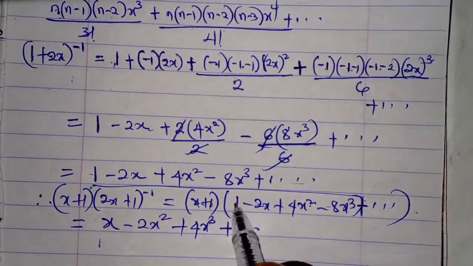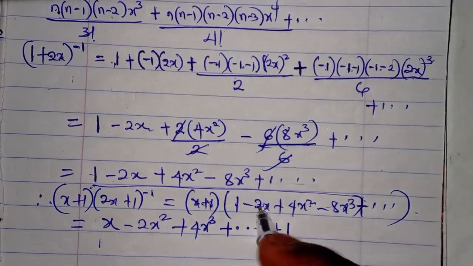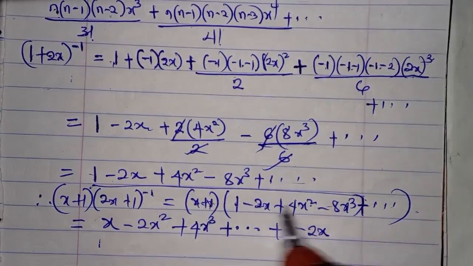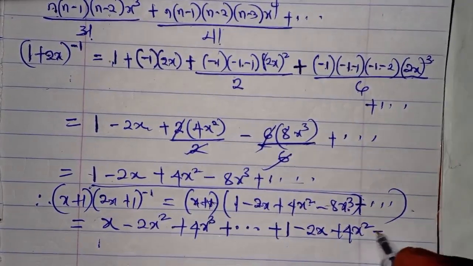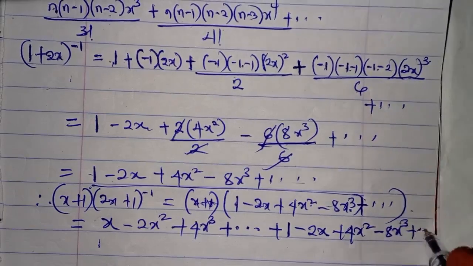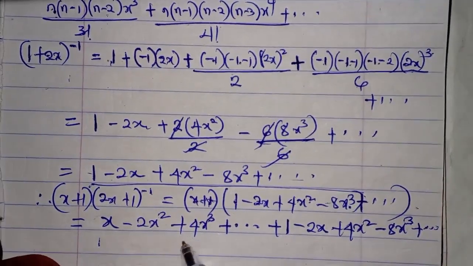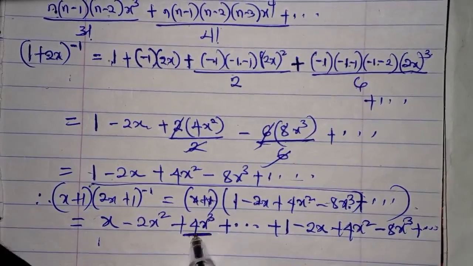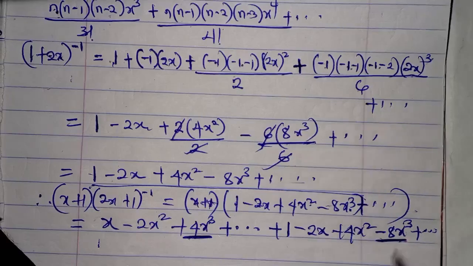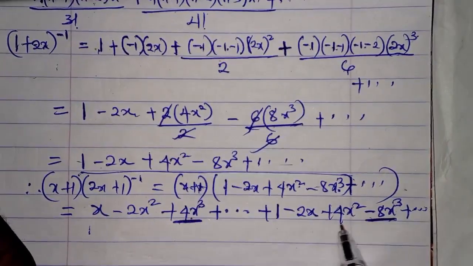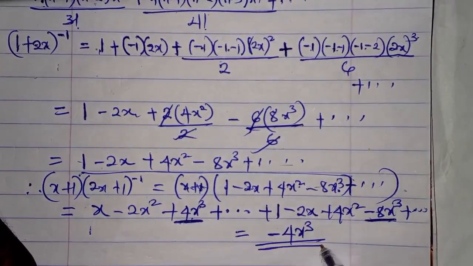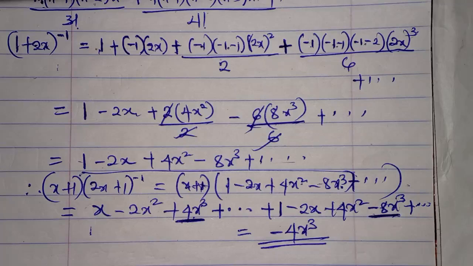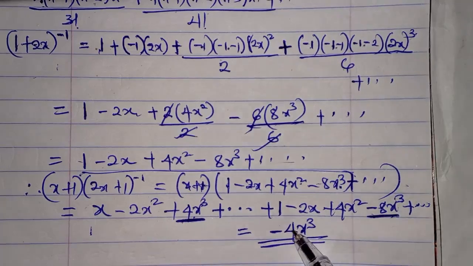Then I'll come here. 1 times 1 is 1. 1 times this is minus 2x. 1 times this is plus 4x squared. 1 times this is minus 8x cubed. Plus, plus, plus. The terms that have x cubed here are 4x cubed and minus 8x cubed. So 4x cubed minus 8x cubed is simply minus 4x cubed. That means the coefficient of x cubed here is minus 4.